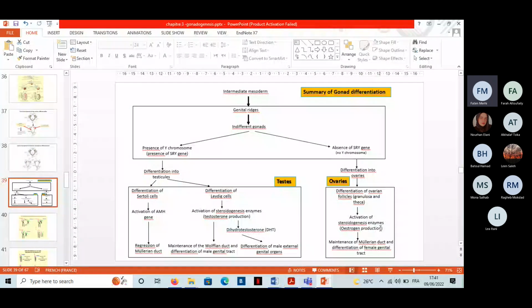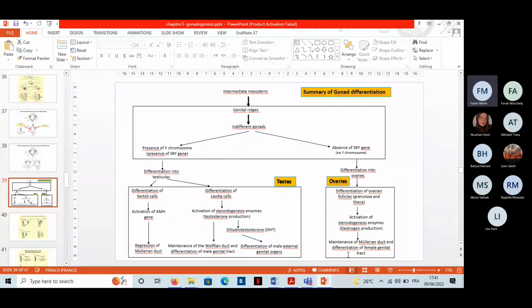And in the absence of testosterone, the Wolffian ducts will disappear. And due to the absence of Sertoli cells, so due to the absence of this SRY gene, we won't have Sertoli cells, and we won't have AMH, and then the Mullerian ducts will be maintained, and this will lead to their differentiation into a female genital tract. So this is all regarding this chapter.